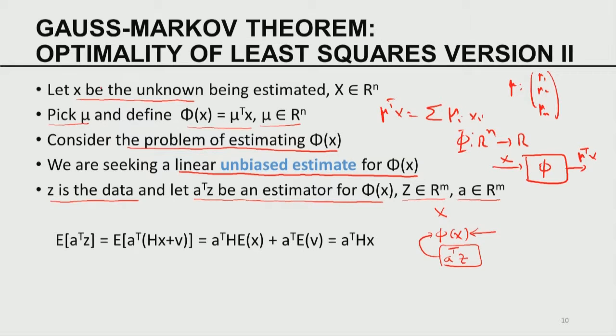If A transpose z is my estimator, the structure of my estimate, I can compute the expected value. Z has a standard formula: z is a linear function of x. So A transpose (Hx plus v), I am substituting for z here, the standard one. The expectation of the sum is the sum of the expectations. Expectation of v is 0. Since x is the fixed unknown, the expected value of A transpose z is A transpose Hx. So that comes very nicely.